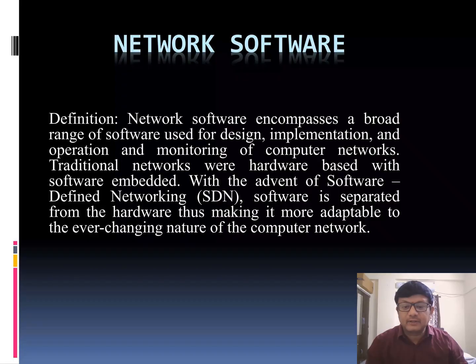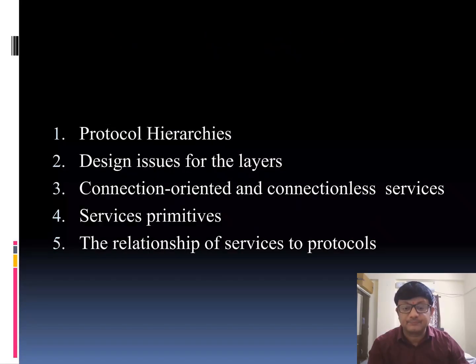We can define network software as a broad range of software that is used for design, implementation, and operation and monitoring of computer networks. Traditional networks, the old networks, are hardware based with software inserted into it. With the advent of software-defined networking, the software is now separated from the hardware, thus making it more adaptable to the ever-changing nature of the computer network.